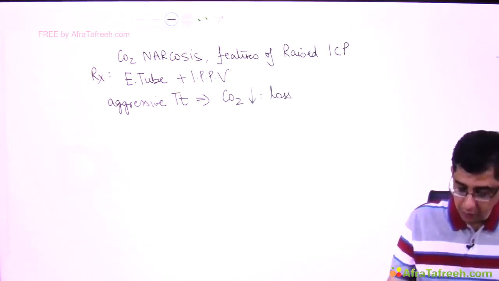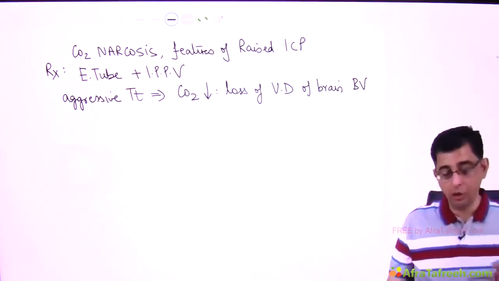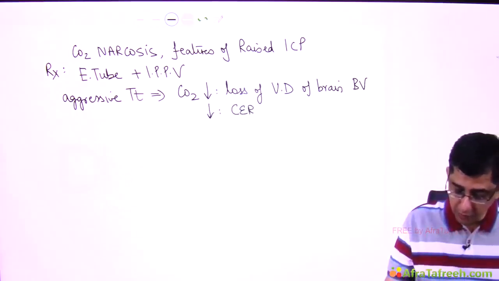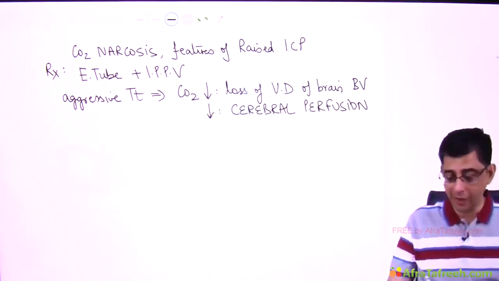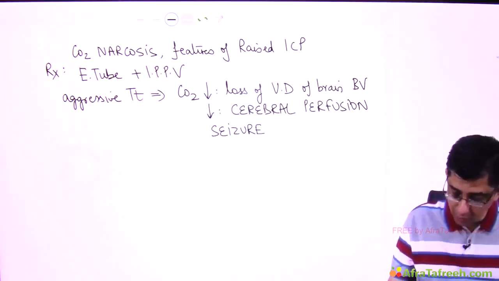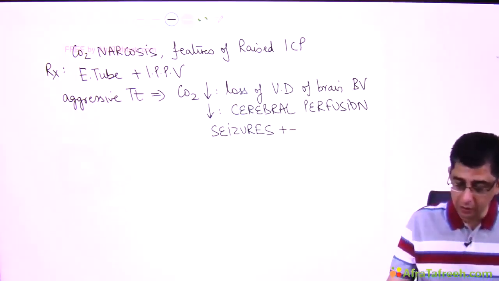Carbon dioxide washout will cause loss of the vasodilator property of brain blood vessels, due to which now the opposite will happen. This will contribute to a decrease in cerebral perfusion. This explains why, in a patient of respiratory acidosis, when you aggressively treat the patient, it might actually contribute to seizures due to sudden global hypoperfusion of the neurons. The underperfusion of neurons can trigger seizures in a patient.